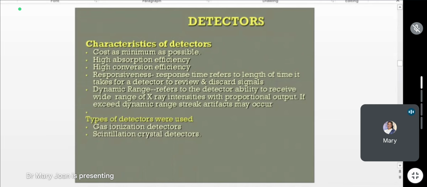The desirable characteristics for a detector: the cost shall be as minimum as possible, with high absorption efficiency and high conversion efficiency. Response time refers to the length of time it takes for a detector to receive and discard signals. Dynamic range refers to the detector's ability to receive a wide range of X-ray intensities with proportional output. If the dynamic range is exceeded, streak artifacts may occur.